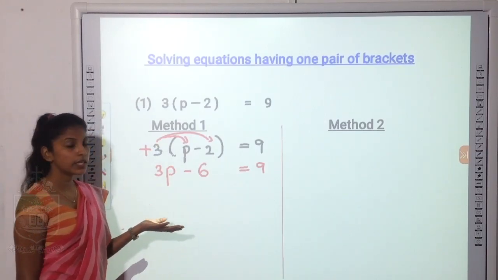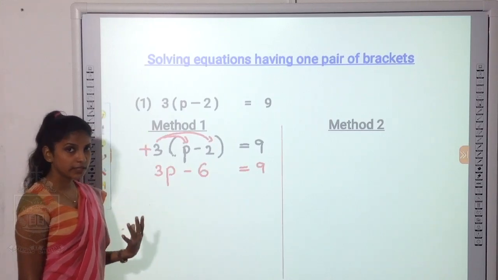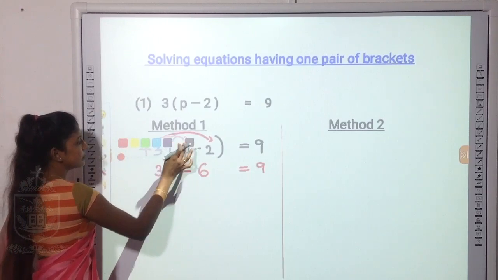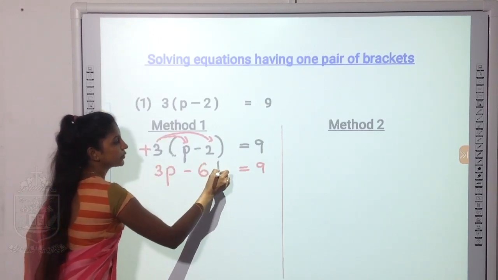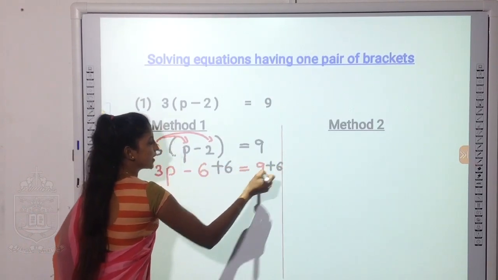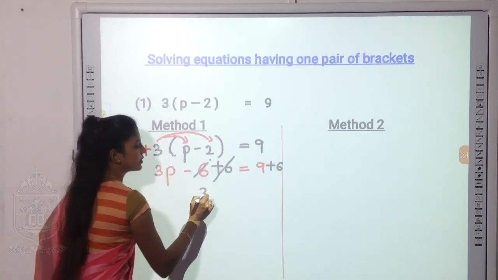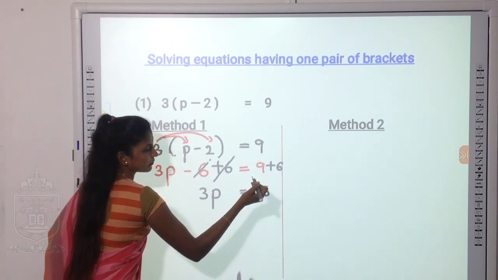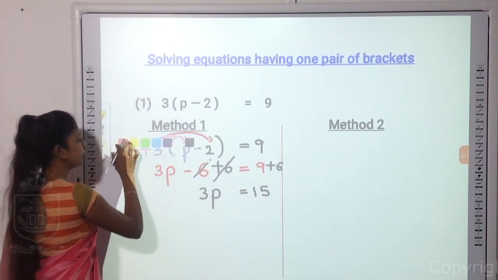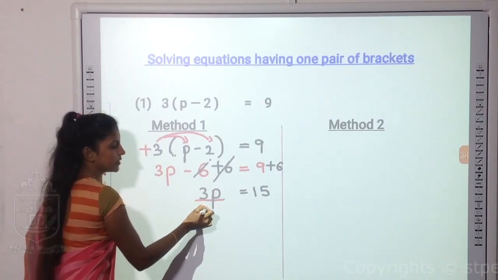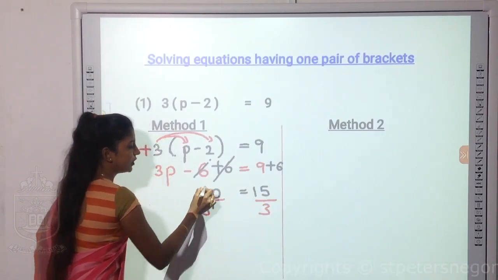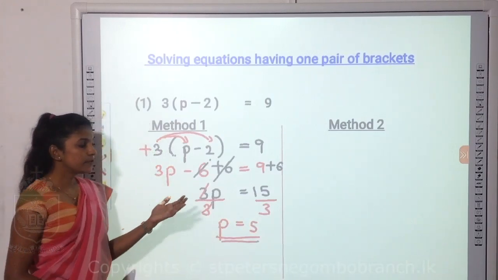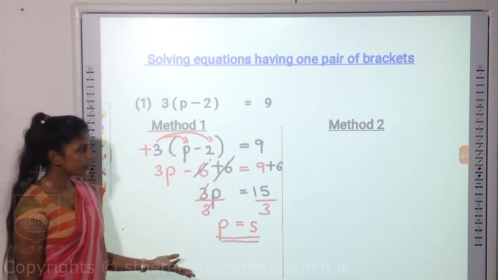Now it's like a normal linear equation like we did in the previous examples, right? So I hope you can solve this. How to solve? First of all, you can cancel 6 by adding 6, and 6 will be removed, and what is remaining is 3p equals 15. And then in order to remove 3, it is multiplication, so opposite is division. You can divide by 3 and p will be 5. So this is the first way of simplifying equations containing brackets.